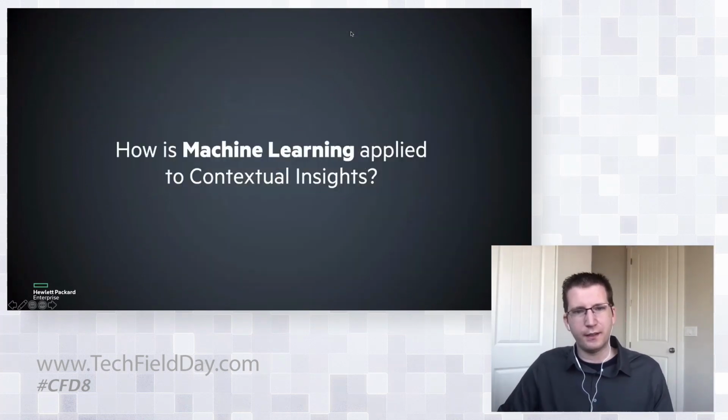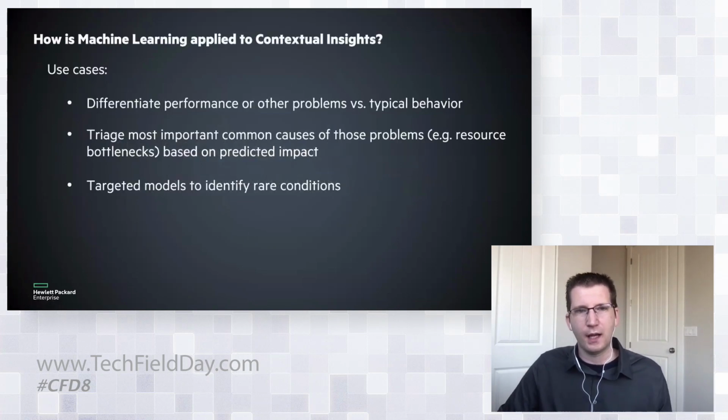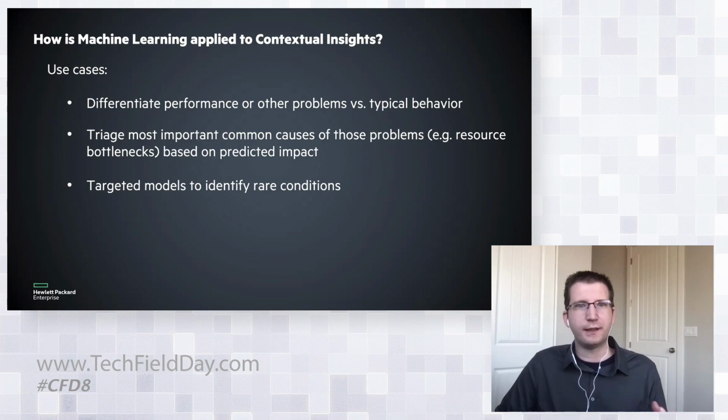So I think the meat and potatoes of the presentation is, how is machine learning applied to contextual insights? I want to go into 3 specific use cases of how we use machine learning to make sure that contextual insights is successful in making the correct recommendations. So first, differentiating performance or other problems versus typical behavior. We actually surprised ourselves a little bit in how tricky it is to differentiate between a problem state versus a non-problem state in some cases. So I'll go into that.